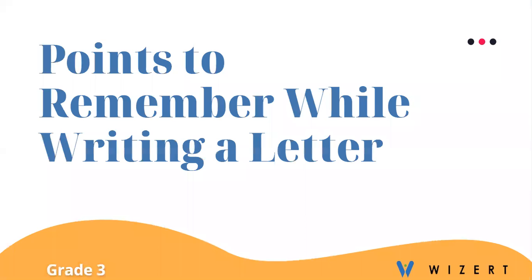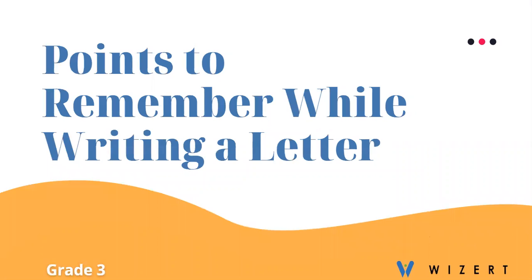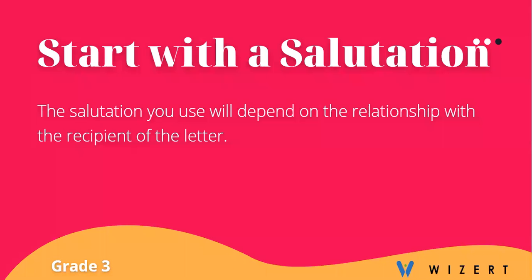Points to remember while writing a letter. Start with a salutation. The salutation you use will depend on the relationship with the recipient of the letter. If you share a formal relationship with them, then you have to use a formal salutation. If you share an informal relationship with them, then you have to use an informal salutation. Which means that if I'm writing a letter to the principal of my school, then I will say respected sir or respected ma'am. But if I'm writing a letter to my friend whose name is Sarah, then I will say dear Sarah.